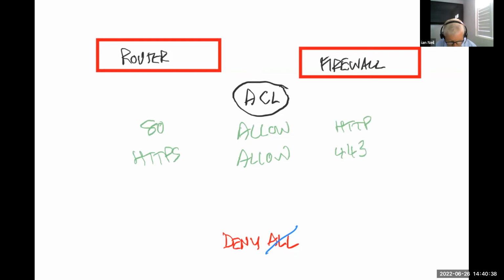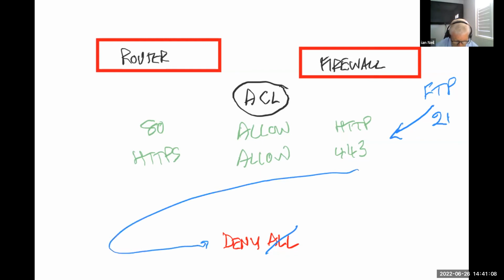Now, I've just bought myself a book, and it's been transferred from the web by file transfer protocol. So here's my book coming down through FTP, and FTP uses port 21. And you can see here that there is no allow rule. So it gets the last rule, which is called implicit deny. How's that?